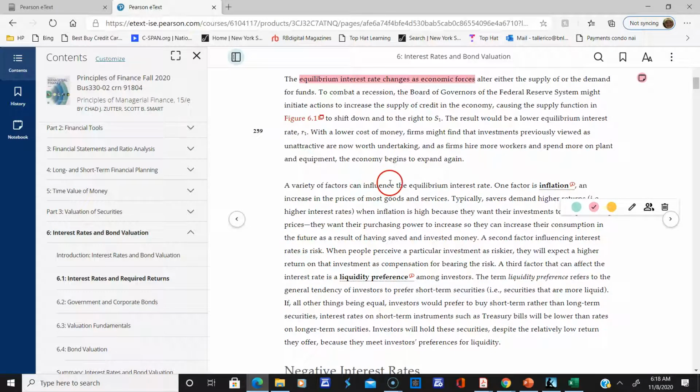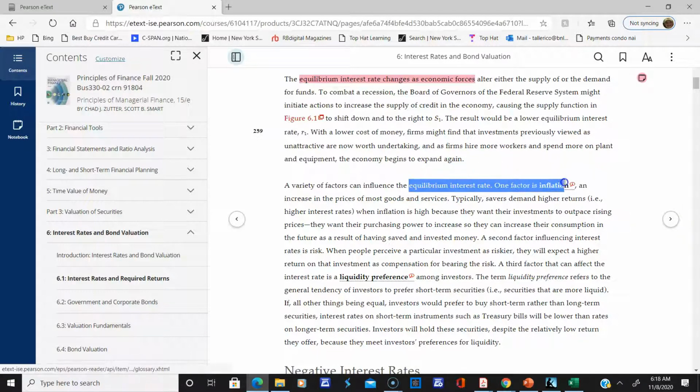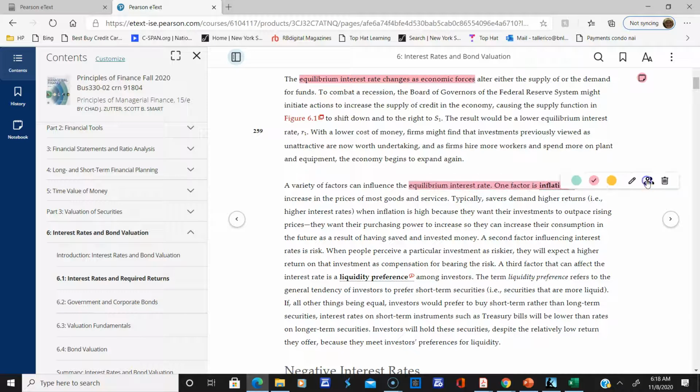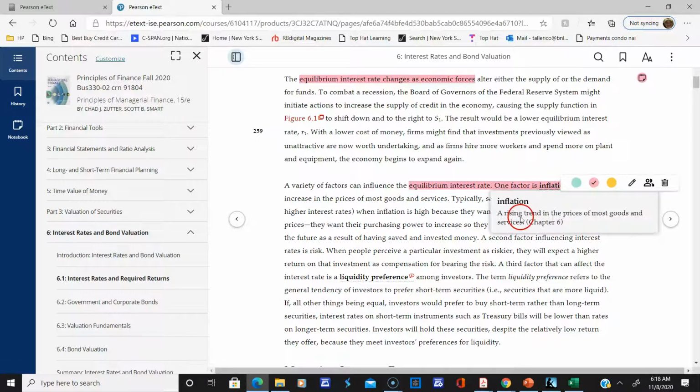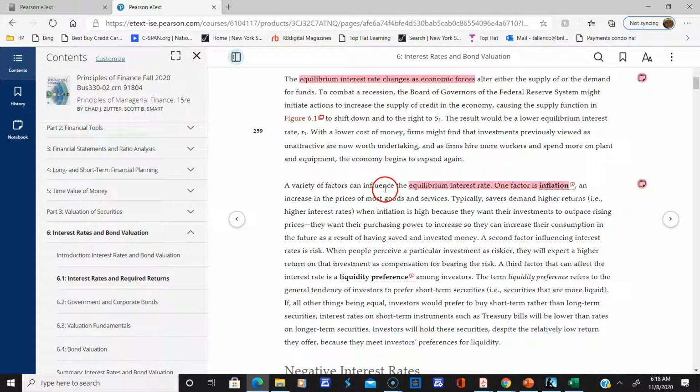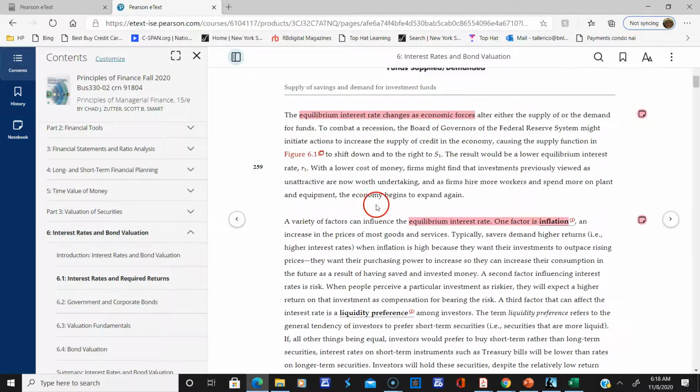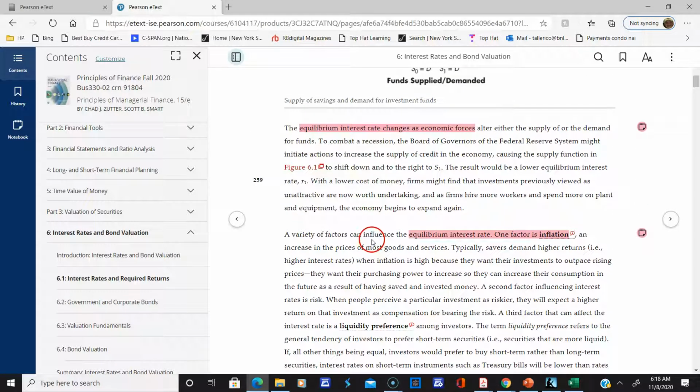And how do interest rates change? The equilibrium point, and the most important term is your worst enemy, inflation. Inflation is your worst enemy when it comes to money. And let's click on that. Inflation is a rising trend in the prices of most goods and services. Okay. And basically, that's an important factor.